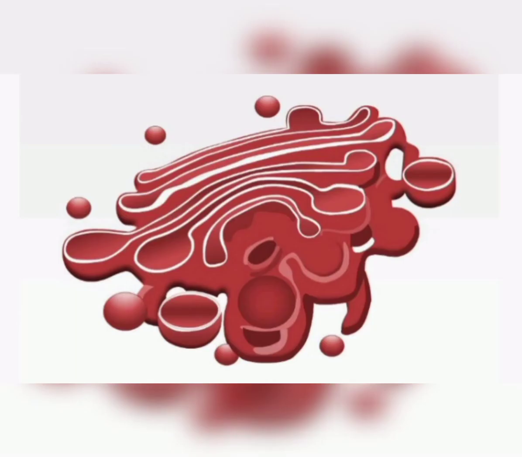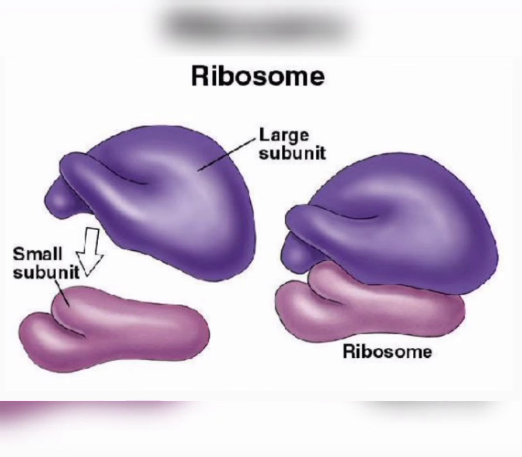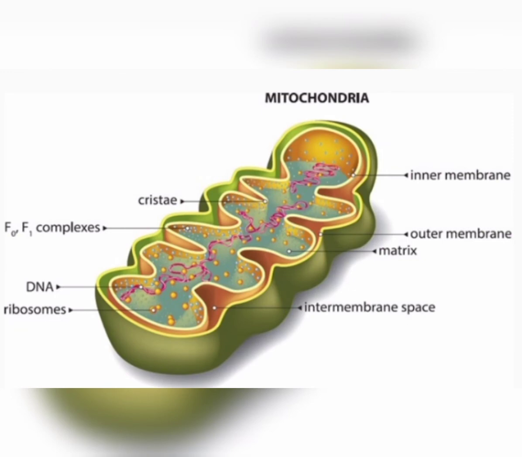Next is Golgi bodies. Golgi bodies are called the cell's post office as it is involved in the transportation of materials within the cell. Next is ribosome. Ribosomes are the protein synthesizers of the cell. Another one is mitochondria. The mitochondrion is called the powerhouse of the cell. It is called so because it produces ATP, the cell's energy currency.